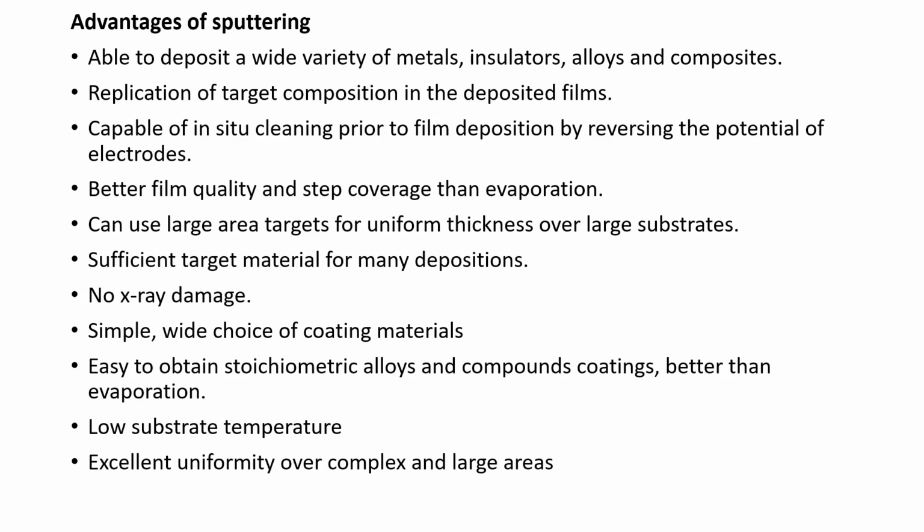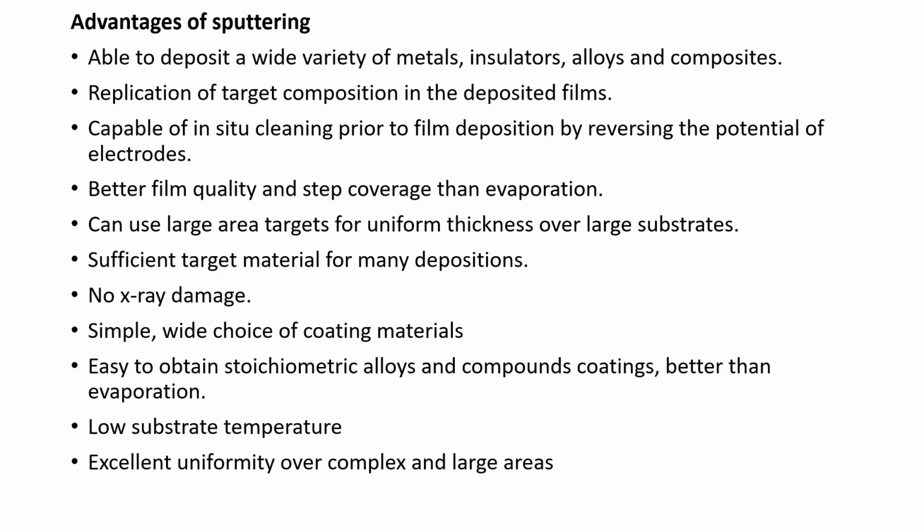Advantages of sputtering: able to deposit a wide variety of metals, insulators, alloys, and composites. Replication of target composition in the deposited films. Capable of cleaning prior to film deposition by reversing the potential of electrodes. There are two electrodes used, one is the anode and the other is the cathode. The target material is present at the cathode and the material on which the deposition takes place is present at the anode. By reversing the potential, the atoms that are damaged on the surface of the substrate are cleaned by bombardment of the noble gas ions.